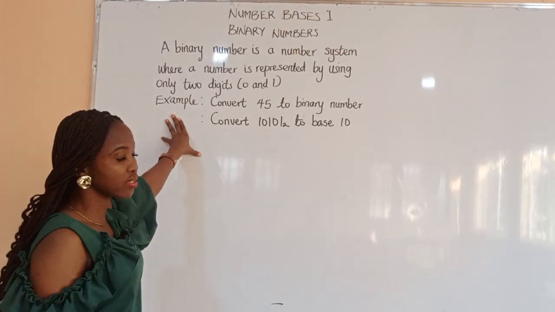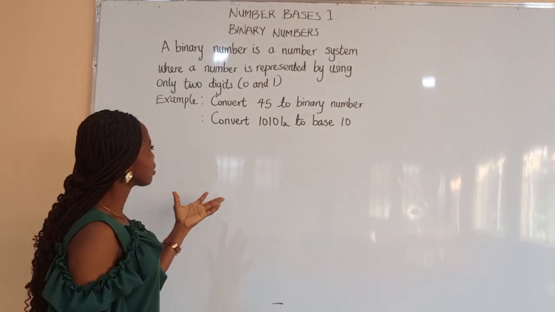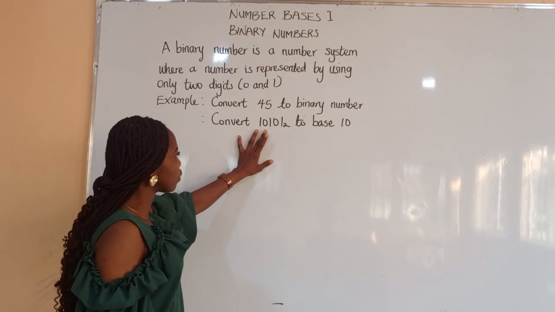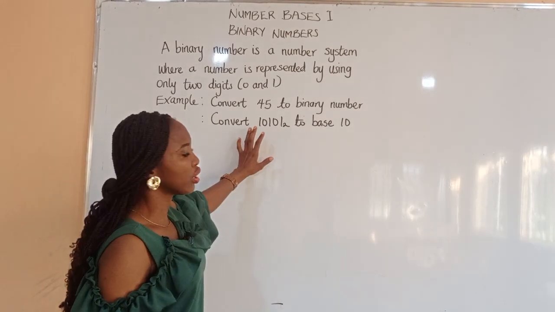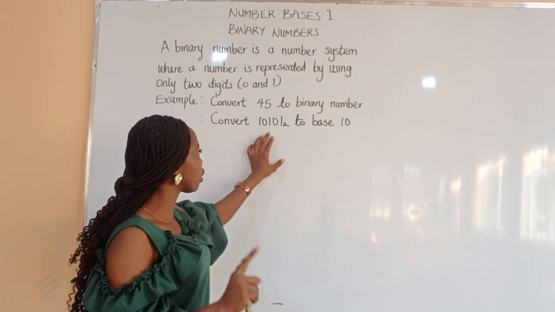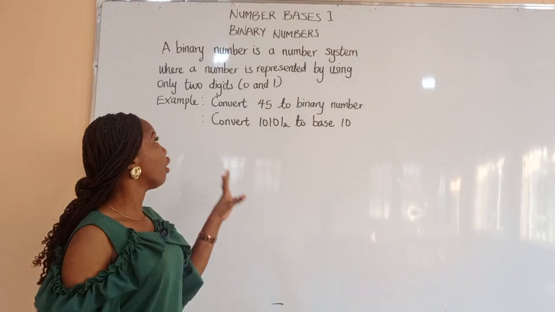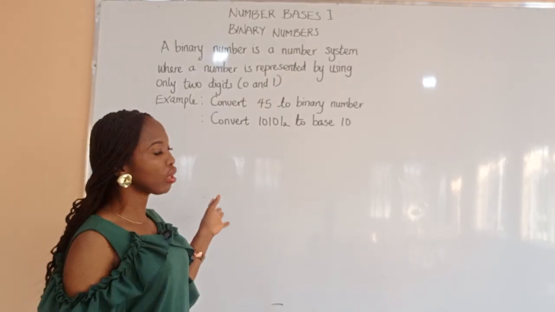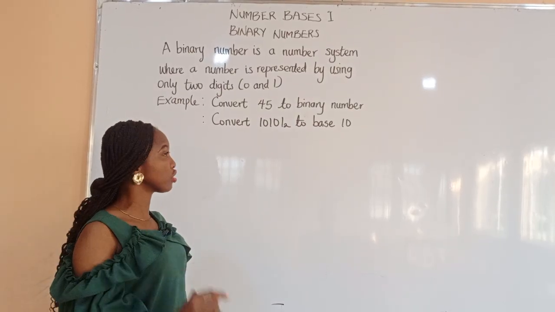Now let's look at this example. Convert 45 to binary number. Also, convert 10101 base 2 to base 10. Okay, look at this. I called it 10101, not 10,101. In binary number or in number bases, we don't call it that way. We call it one after the other.